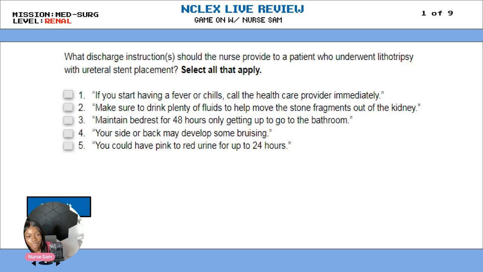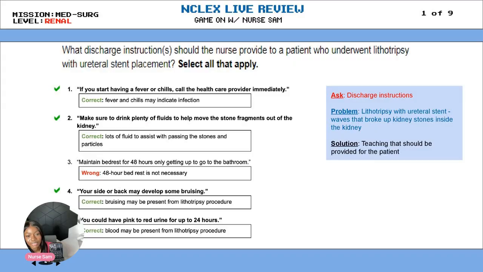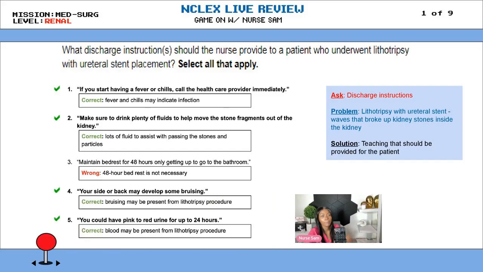Let me move my head. Hold on. Okay, boom. It is 1, 2, 4, 5. Close, guys. Very close. 1, 2, 4, 5. You missed one. So this is where that partial credit would come into play. Years ago, before the NGN, you would have got this wrong. But at least now you got 3 out of 4. So this says 1 is correct. Fever and chills may indicate infection. So that is the correct answer.